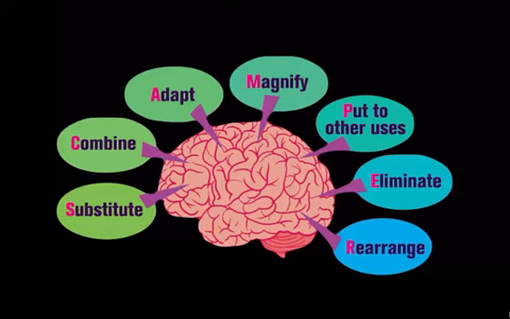C is for combine, where we arrange part of the problem in a creative way to cancel out the problem. A is for adapt, where we look at the existing solutions and try and adapt them to the current problems that we are facing, because sometimes old solutions work for current problems.